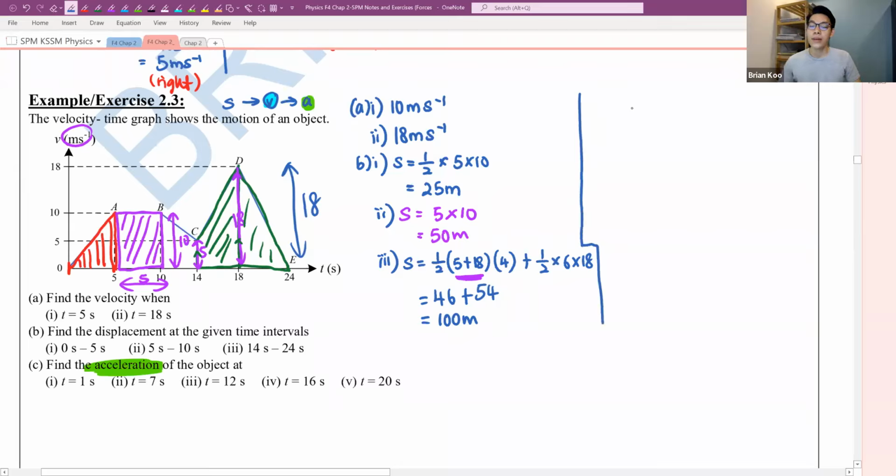Acceleration in the first second. Part B, okay, everybody. Acceleration in the first second. I'm going to rub off already because it's a bit messy here.